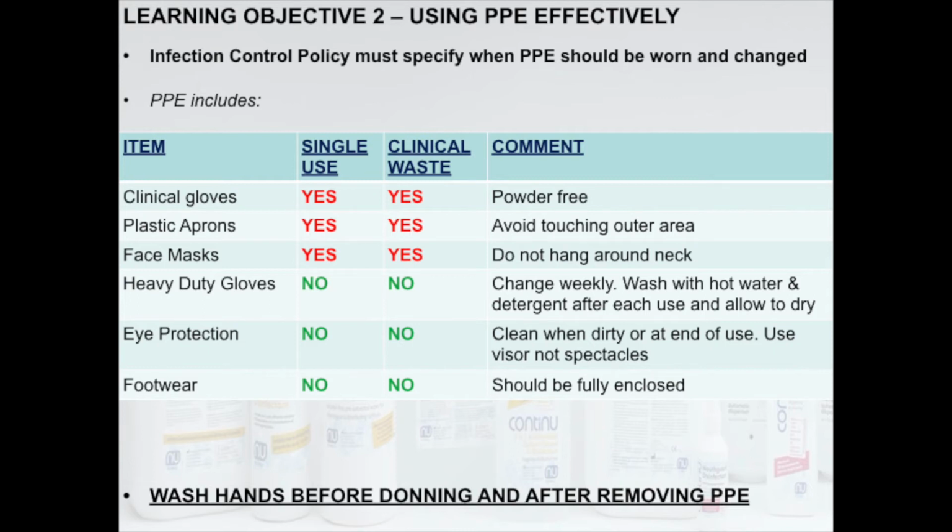HTM 0105 also sets out some requirements for using PPE, which you can see on the next slide. Essentially, clinical gloves, aprons and face masks are single-use items that should be disposed of as clinical waste immediately after use. Used PPE should not be worn outside of the treatment area or decontamination room. By contrast, heavy-duty gloves used for decontamination, eye protection and shoes may be reused.